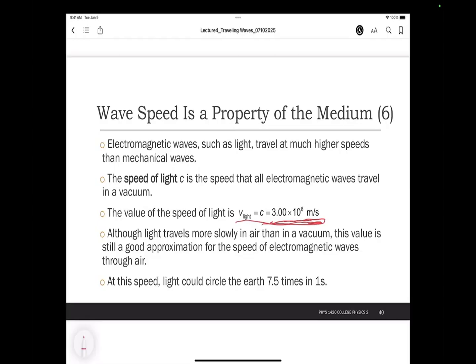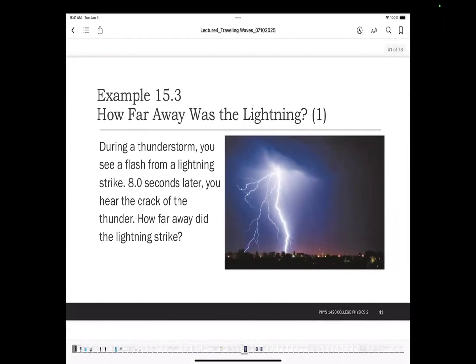Although light travels more slowly in air than in a vacuum, this value is still a good approximation for the speed of electromagnetic waves through air. At this speed, light could circle the Earth 5.75 times in a second. So the light speed is very quick. Light wave speed is very quick. Okay, let's see an example.